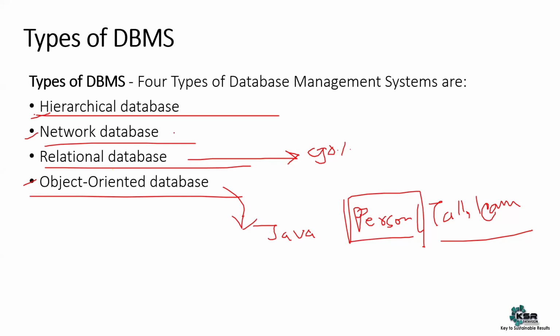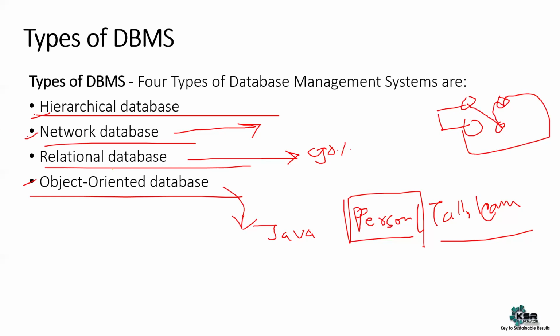Network database, this is also very rarely used. There is a network, there is a communication between multiple nodes. This is how the network database will work. There is one network here, it is connected to this network. This network is somewhere connected to this. This network is somewhere connected to this. This is somewhere again connected to this.